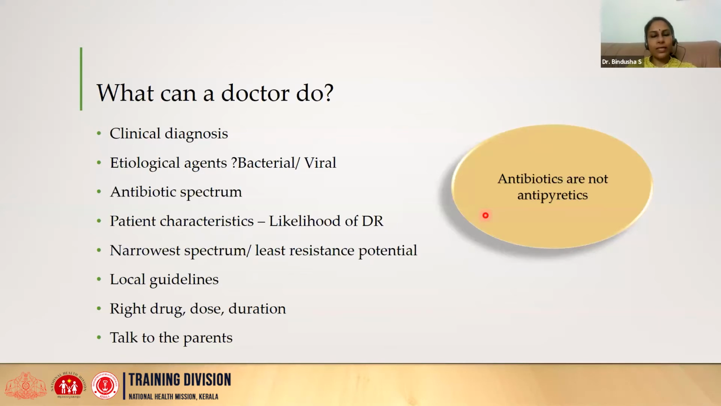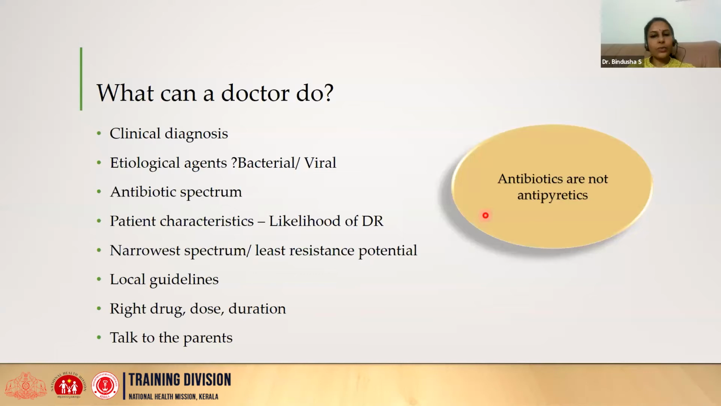And once we identify the clinical syndrome, we need to know which organisms are responsible for this clinical syndrome, whether it is likely to be bacterial or viral, and also what antibiotic is indicated for that clinical syndrome. We also need to know something about the patient characteristics and the likelihood of our patient harboring a drug-resistant organism. And once we decide that our child needs an antibiotic, we need to try to prescribe the narrower spectrum antibiotic. Unless the patient is critically ill or immunocompromised, we need to prescribe the narrower spectrum antibiotic. At the same time, we need to prescribe an antibiotic which has the least resistance potential, the least chance of developing resistance. That is our ideal aim.